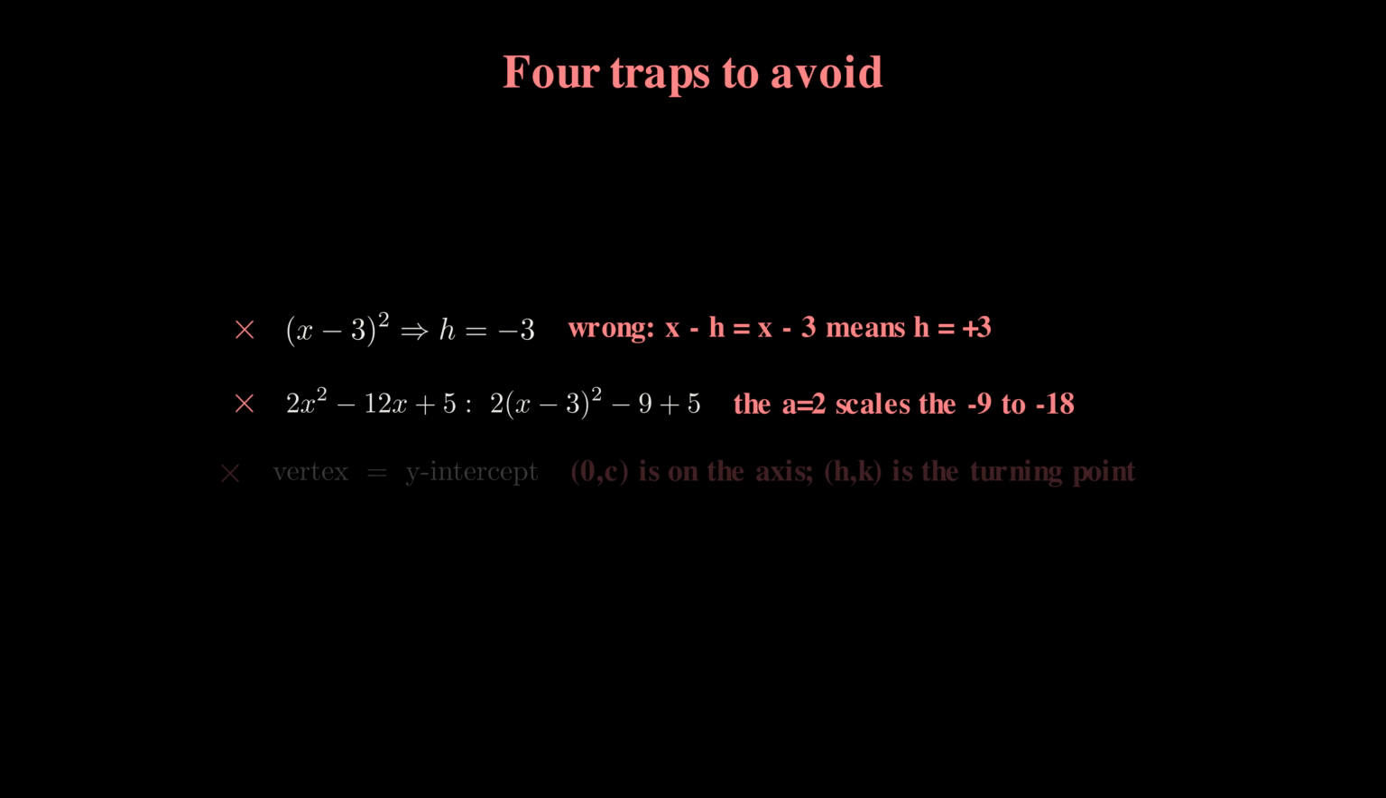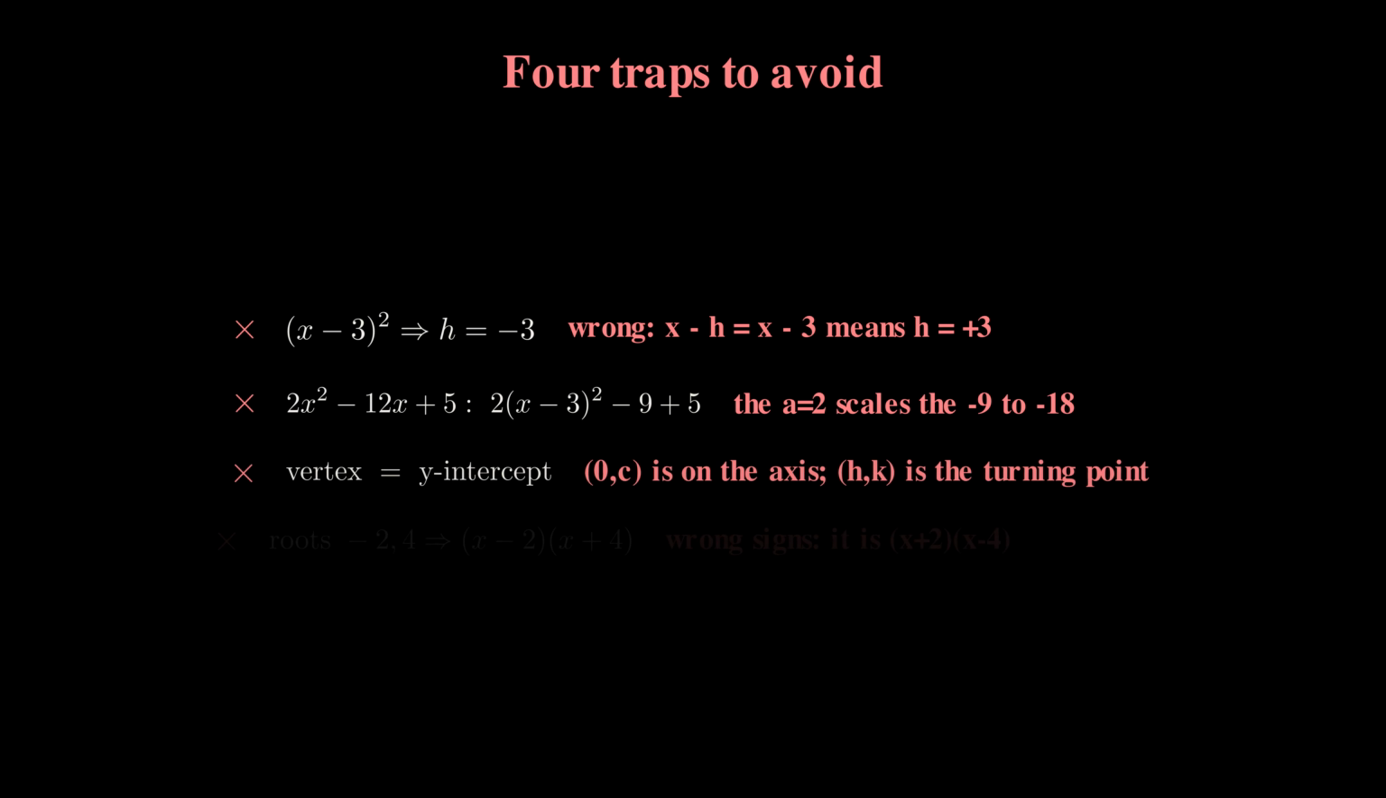3. Confusing the vertex with the y-intercept. The y-intercept (0, c) is where the curve meets the vertical axis, while the vertex (h, k) is the turning point. They're only the same in the special case h equals 0. And 4. Sign slips going from roots to factors. A root of minus 2 gives the factor x plus 2, not x minus 2.